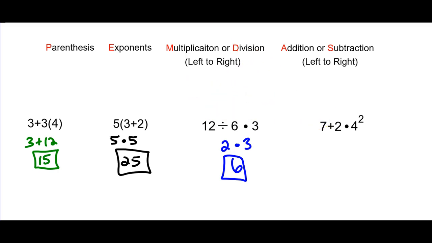All right, so the last one, once again, you can pause the video if you'd like. Give it a try. And working this, we're going to first start with parentheses. There are no parentheses. There are exponents, though. We've got 4 raised to the power of 2. So I end up with 7 plus 2 times 16. And then going left to right, I've got multiplication in here, so I end up with 32 plus 7. And 32 plus 7 is 39. So 39 is the answer for that one.